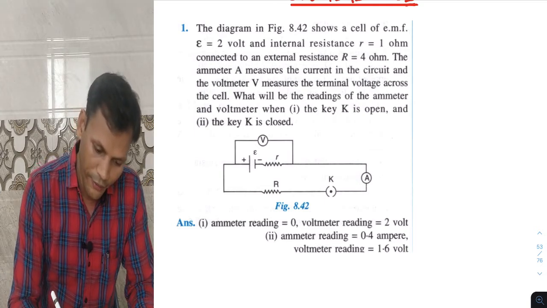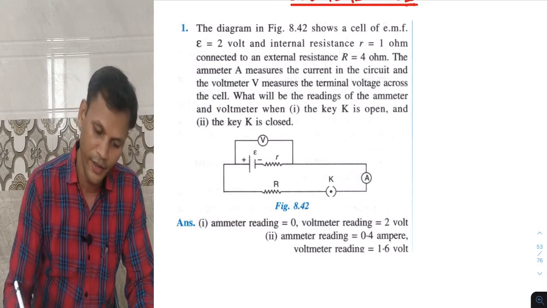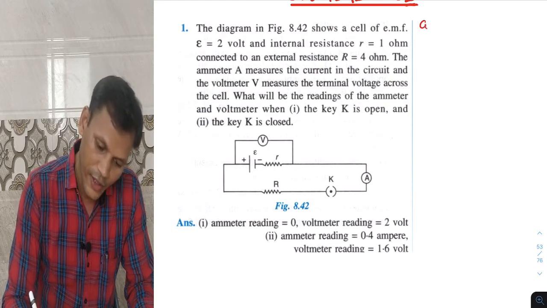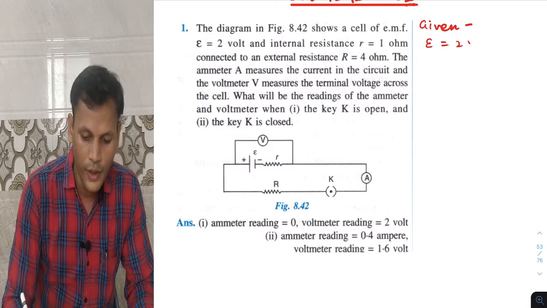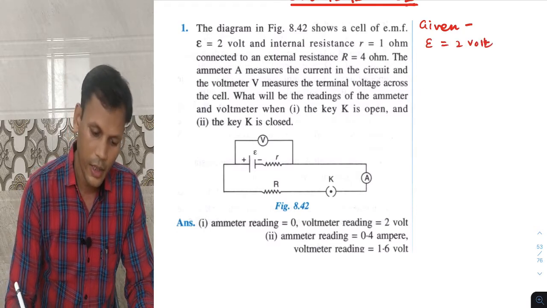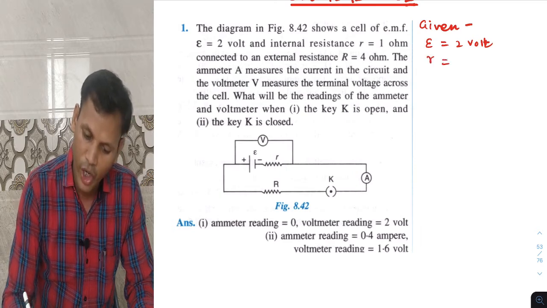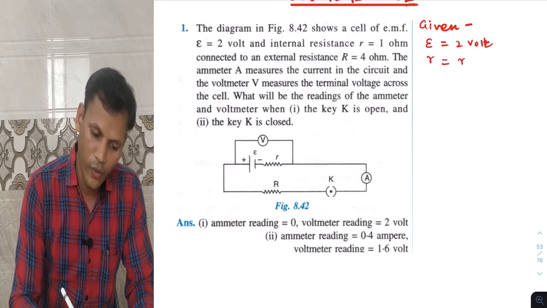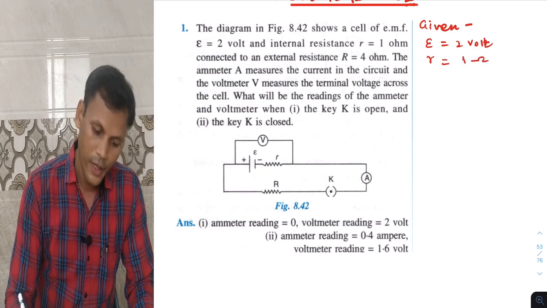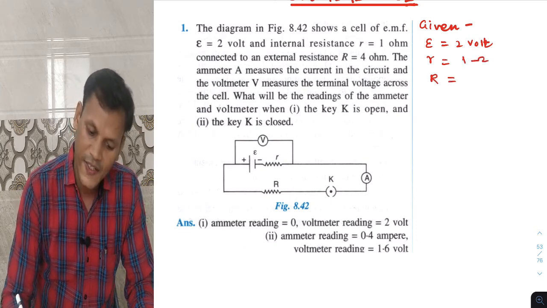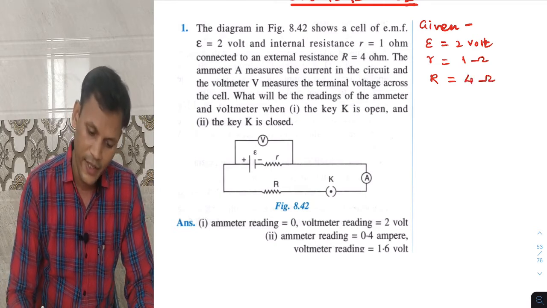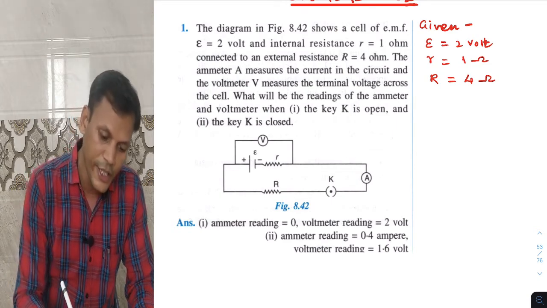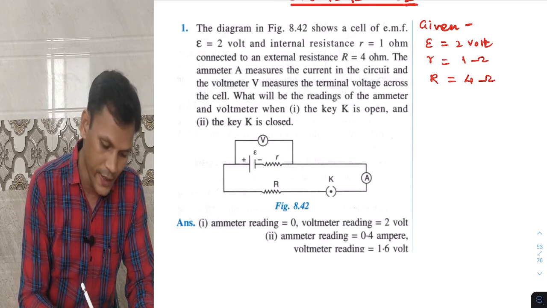So first of all, we will write what information is given. Given: EMF E as 2 volt, internal resistance small r as 1 ohm, external resistance capital R as 4 ohm. The ammeter A measures, fine, everything is there.